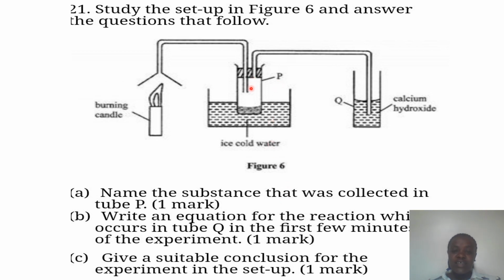So we have said in this first test tube, we are going to collect a colorless liquid. The colorless liquid is water. So the first product that will be formed in test tube P, we can say is water. Then we are told in B, write an equation for the reaction which occurs in test tube Q in the first few minutes of the experiment.